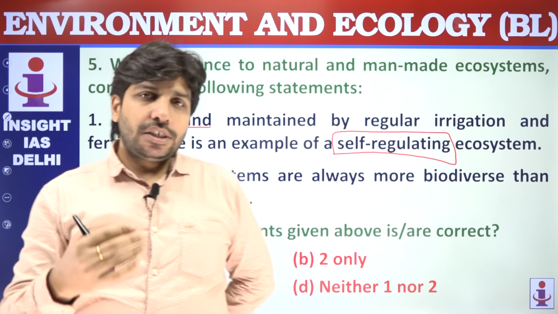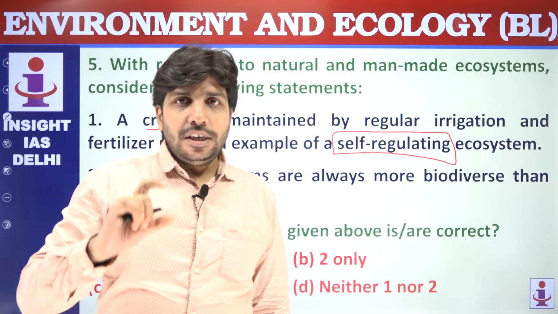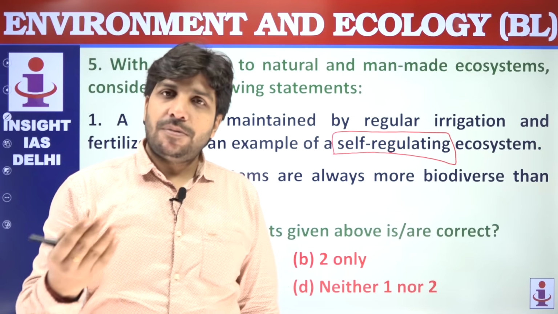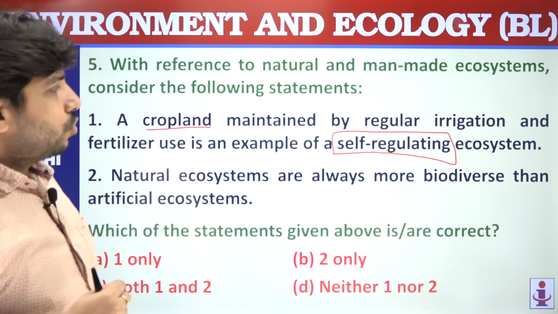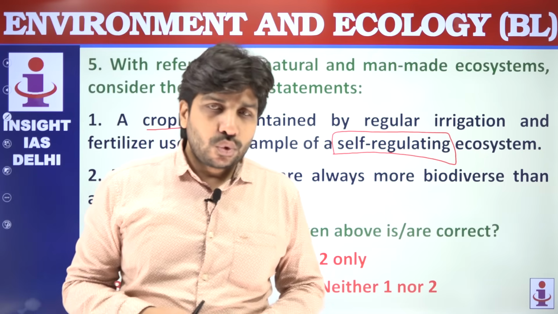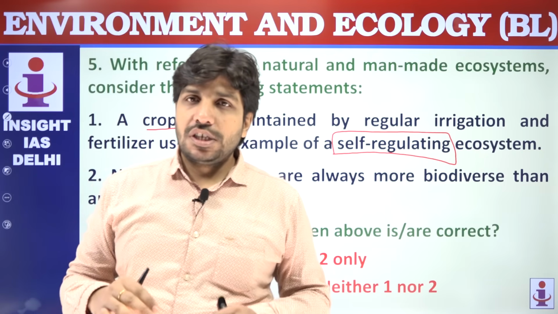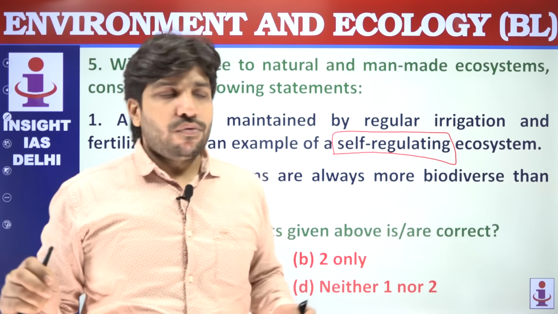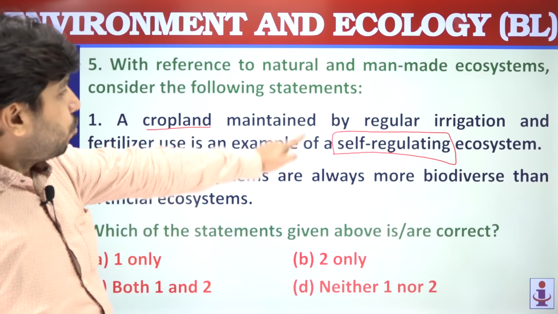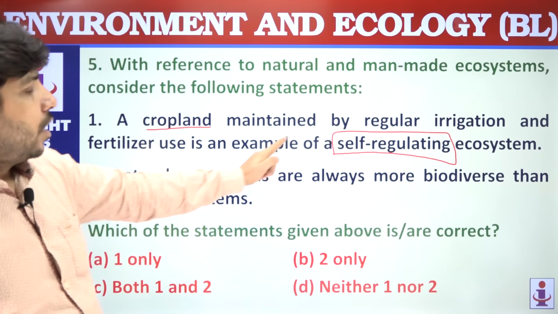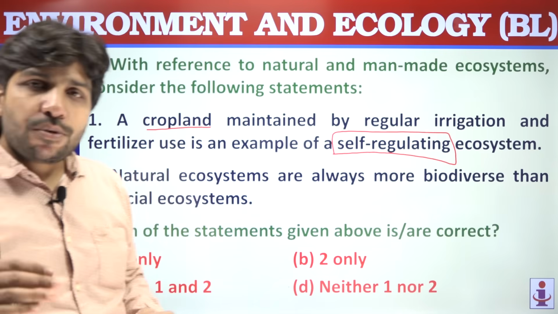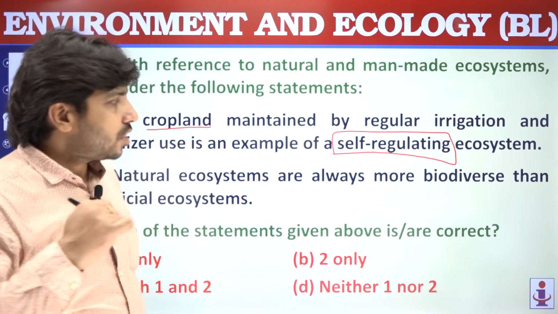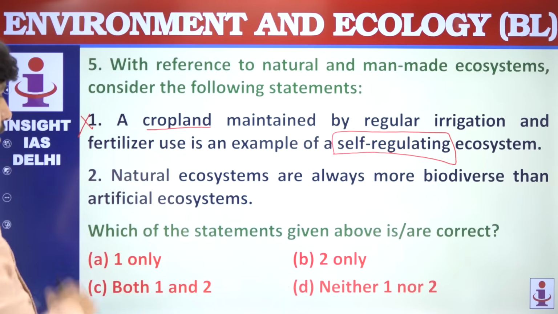This way you should identify the key terms in the statements, because unless you focus on and understand each and every key term, you won't be able to identify whether the statement is right or wrong. So what are self-regulating ecosystems? Self-regulating ecosystems are those where the organisms or species in that ecosystem work independently without any outside influence. But in a man-made ecosystem, for example cropland, irrigation at regular times and fertilizer are provided by human intervention. So it is not at all a self-regulating ecosystem because human intervention is included. So statement 1 is not correct.